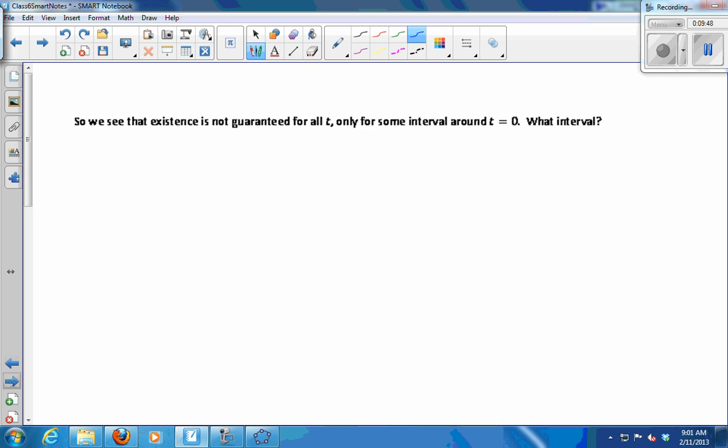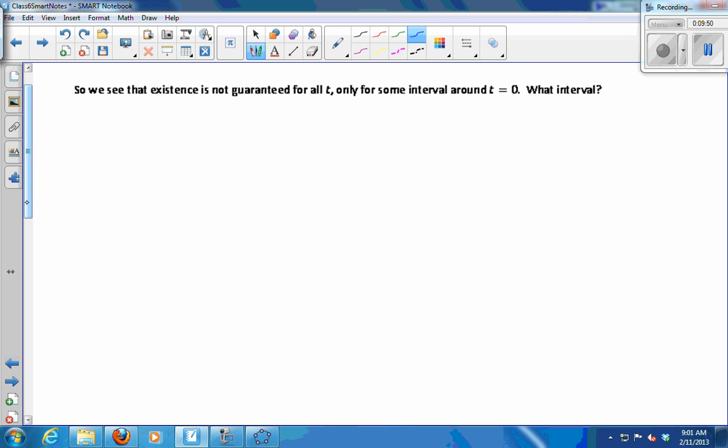I wonder why I have a blank slide there. I don't know. So we see that existence is not guaranteed for all t, only for some interval around the initial condition. In this case, t equals 0. And the interval was negative pi over 2 to pi over 2, open.